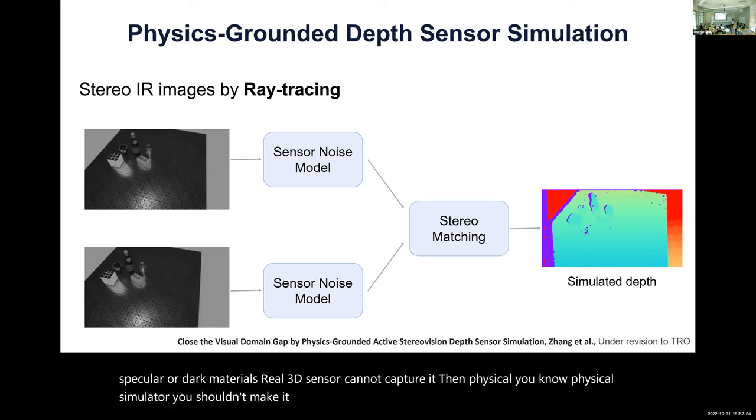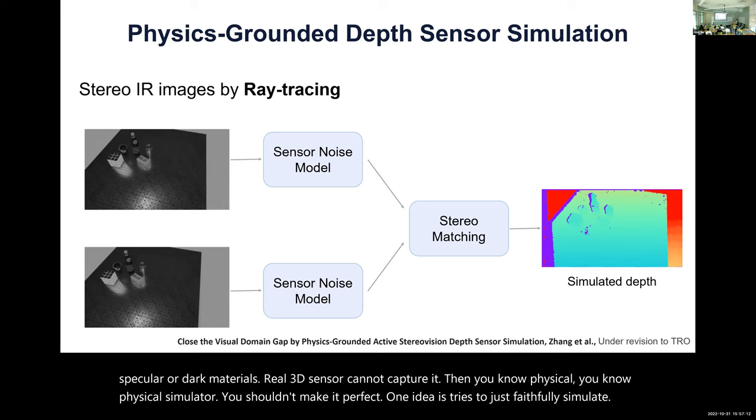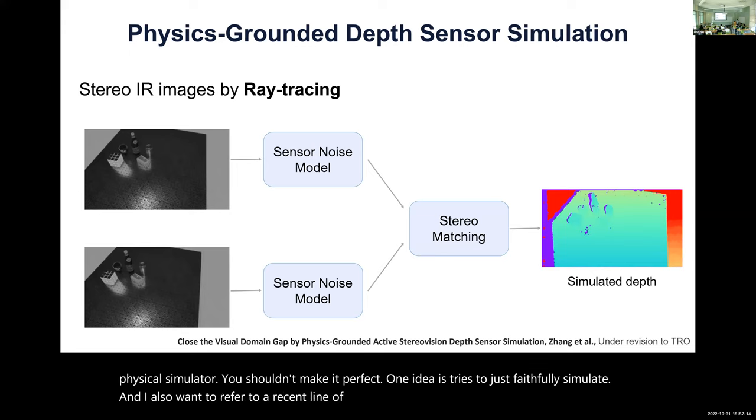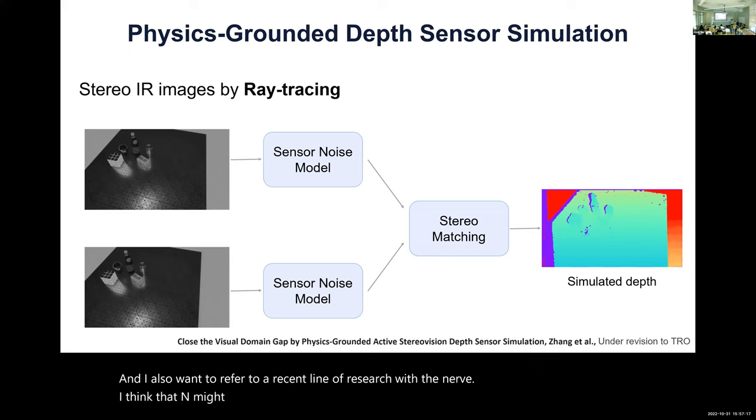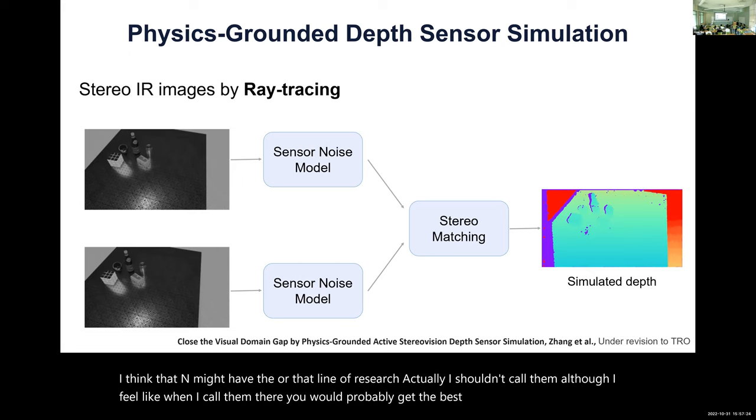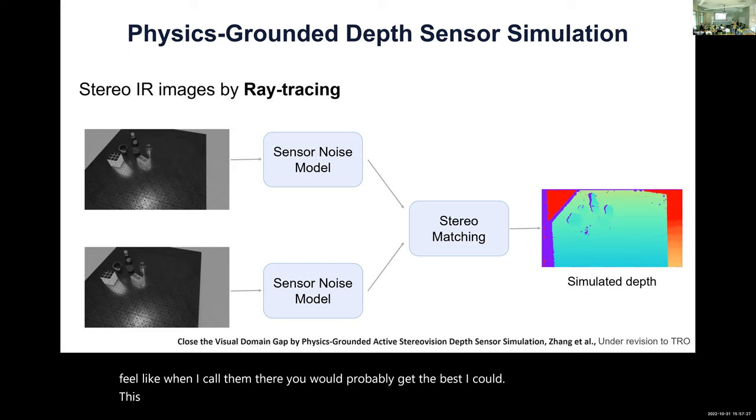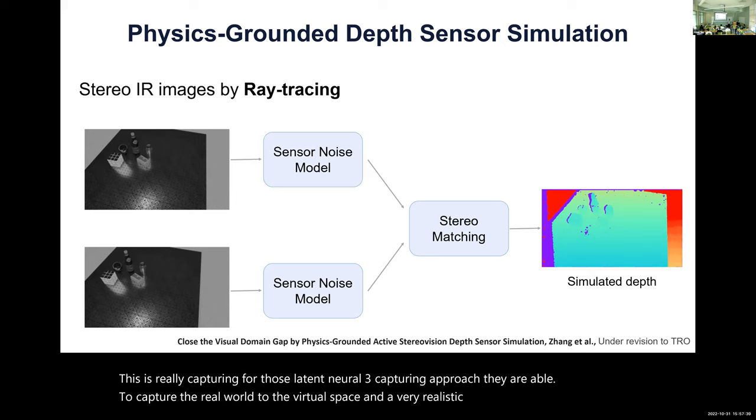One idea is to faithfully simulate how you capture the images. And then I also want to refer to the recent research with NeRF. I think NeRF, or that line of research, is probably the best example we're talking about. It basically means neural radiance fields. So for those latest neural radiance field approaches, they are able to capture the real world, the virtual space, in a very good way. So I think we also have good potential.